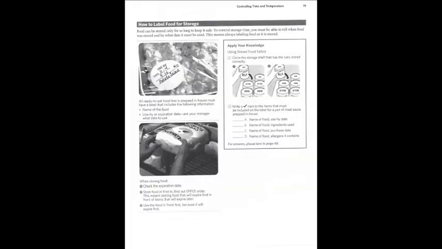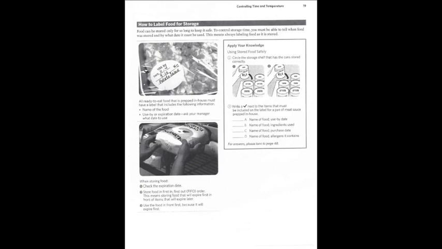How to label food for storage. Food can only be stored for so long to keep it safe. To control storage time, you must be able to tell when food was stored and by what date it must be used. This means always labeling food as it is stored. All ready-to-eat food that is prepped in-house must have a label that includes the following information: name of the food, and use by or expiration date. Ask your manager what date to use.